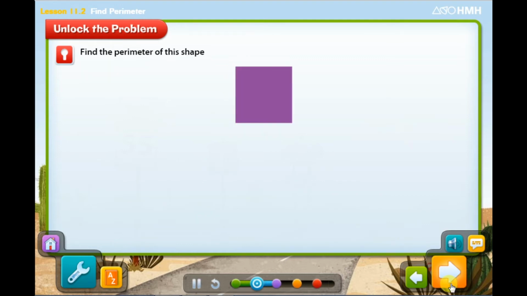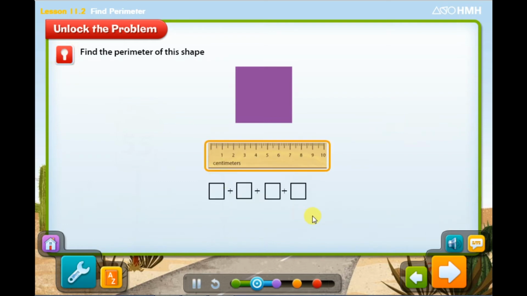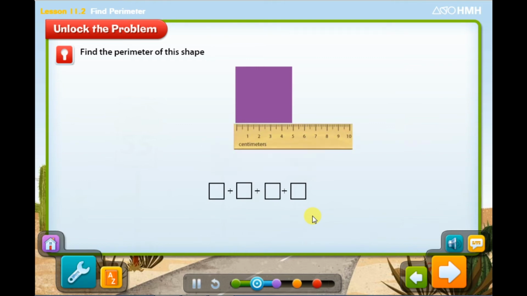Let's find the perimeter of this shape. Let's unlock the problem. We can use a centimeter ruler to find the length of each side. First, measure the bottom of the shape. Okay, we put the 0 on the edge of the square. Then we read how many centimeters we get. It's 5 centimeters. The bottom is 5 centimeters long.